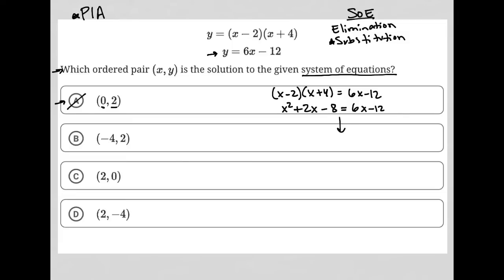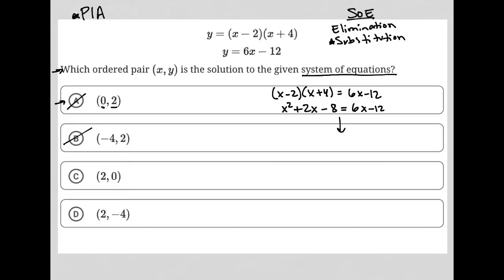How about choice B? B says when x is negative 4, y should be 2. So if I put a negative 4 here, I'd get a negative 6 overall. If I put a negative 4 here, I get a 0. Now, that means that this whole thing becomes 0. So again, B is gone for that reason, because when x is negative 4, y should actually be 0 according to the first equation. So that's gone as well. So hopefully you're seeing the value of how to quickly get to the answers using the plug-in answers strategy.